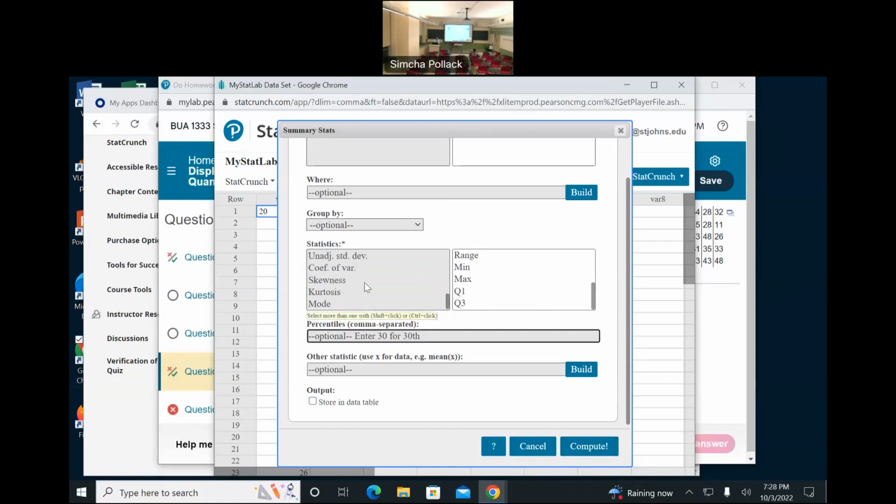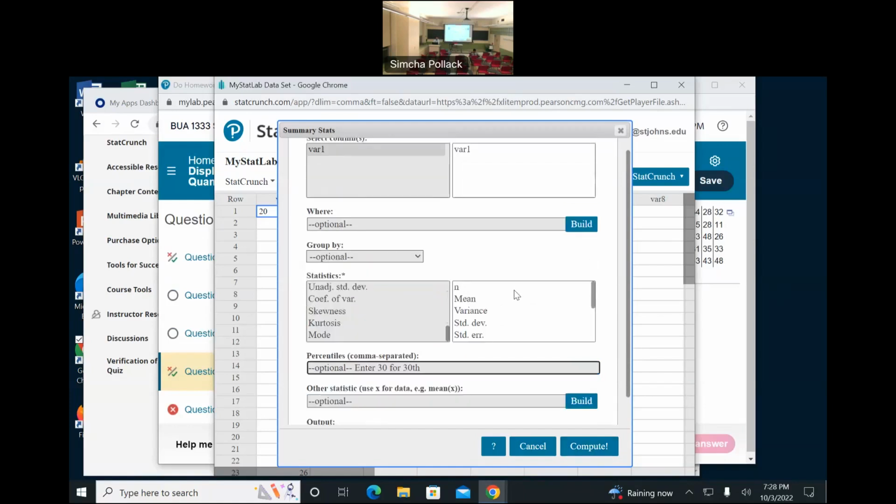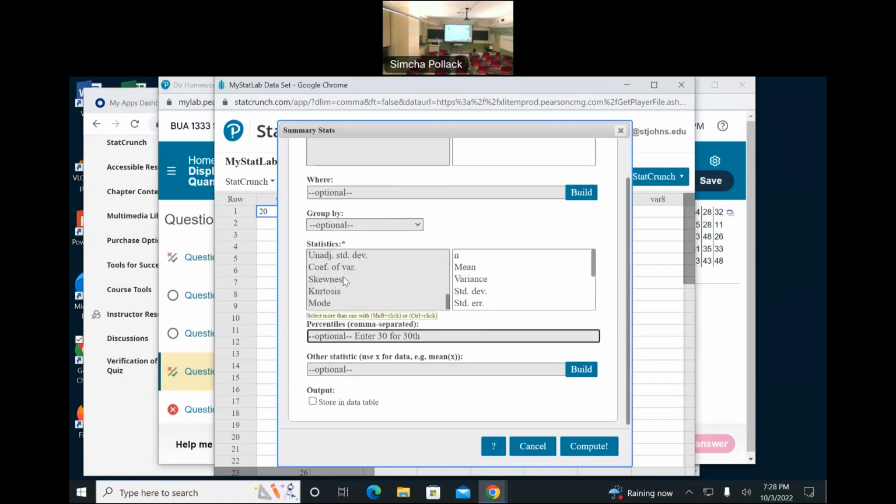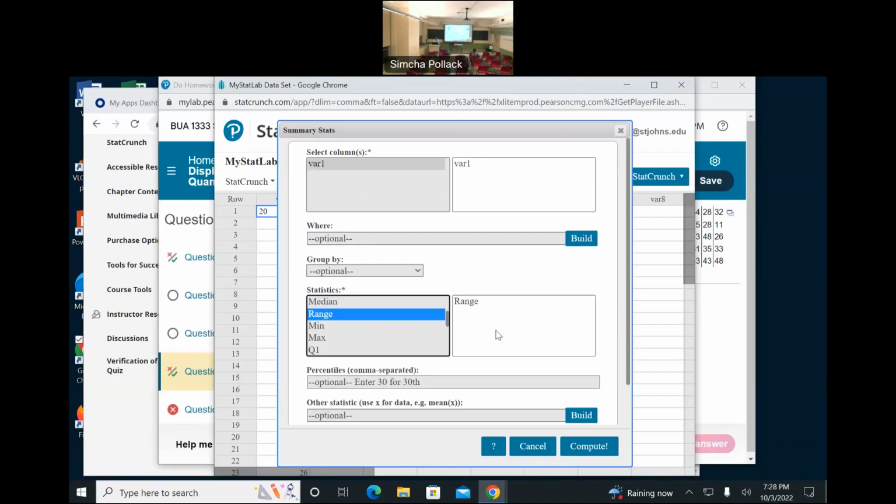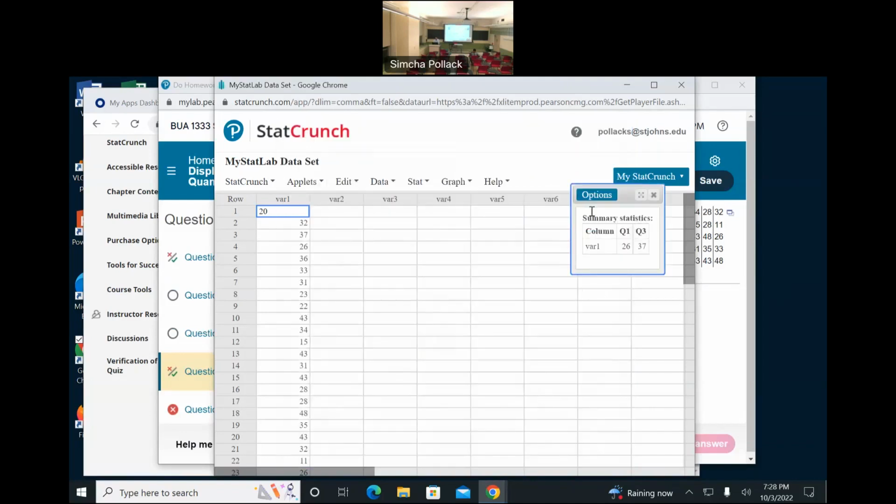If we need the range, let's see what's here. The range is not here. Do you need that for some other example? No, I was just wondering. Yeah, if you type in range, you'll get the range as well, like this. Oh, if you do that, then they all fall out except for the Q1. Let's put in the Q1 and the Q3. I think you have to hold control to get them both there. So you hit compute. That's it. So it's 26 and 37 is the answer.